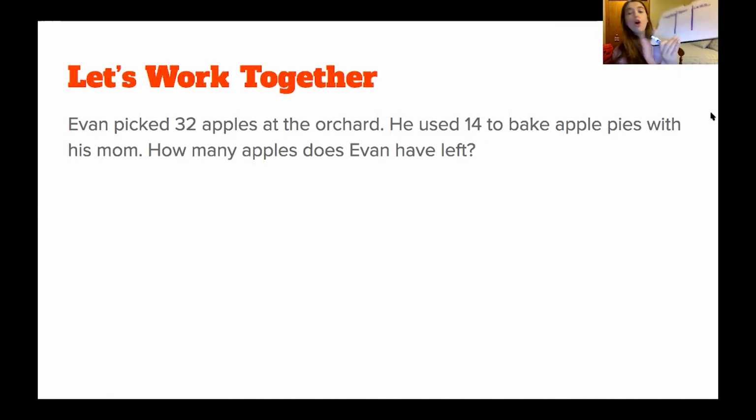So we should have already drawn out our chart with our tens, ones, and if you want to add the hundreds, that is awesome. But let's do our number sentence, which is 32 minus 14 equals. All right, so this is the number sentence that we are trying to solve. 32 minus 14. We can do it.